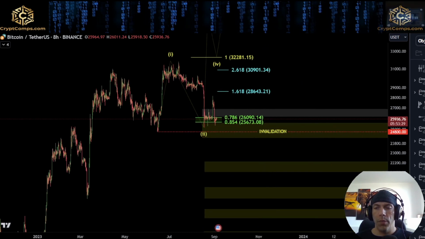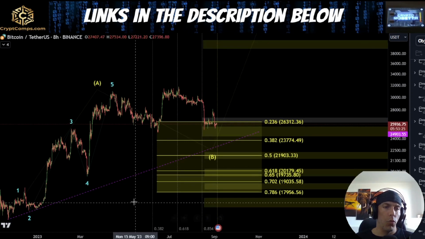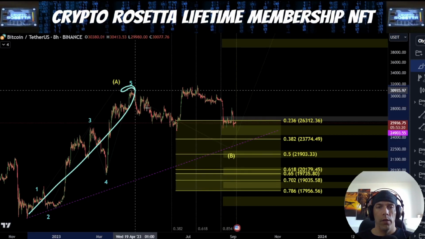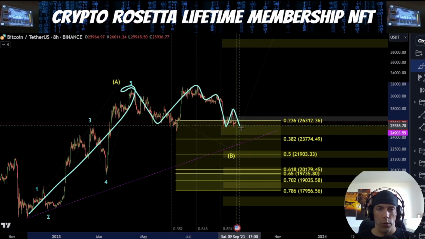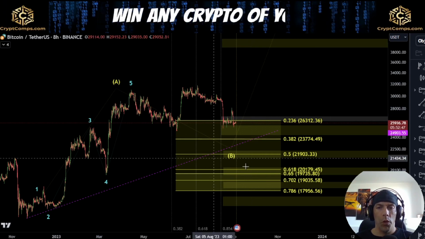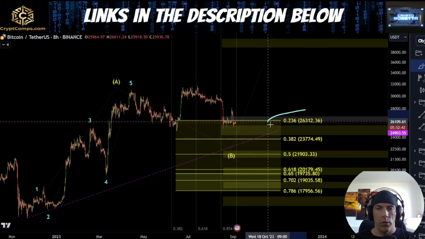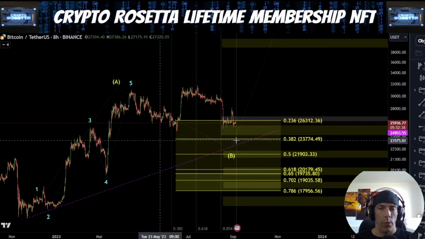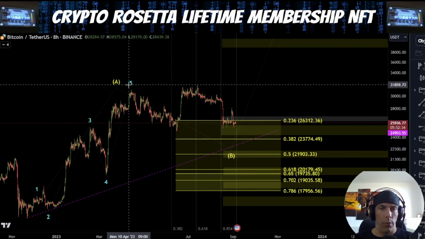Now, if we do develop that C wave, what we could see here is that actually this whole move from further back here is an A wave into this high here. This is A, B, and we have this as 1 2 3 4, and then if we see that break to the downside, what we could see then is a retest of these lower levels here. So we've already come down to this 0.236, which would be a very rare target for a wave 2. It's not that rare for a B wave, but it is more rare for a wave 2 here.